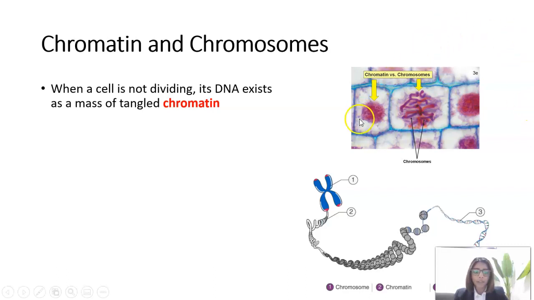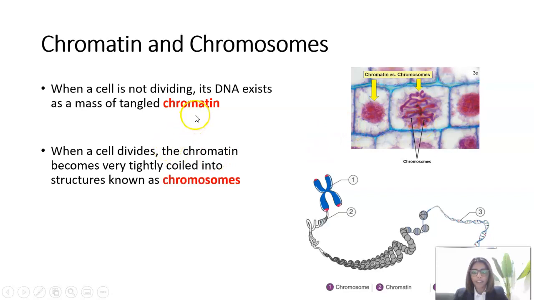So in this image here, you can see chromatin, and this is when a cell is not dividing, it's not undergoing mitosis, so it doesn't arrange itself all neatly. However, in the cell next to it, which is about to undergo cell division, the chromatin winds itself up into these neat chromosomes so that it can organize itself better.